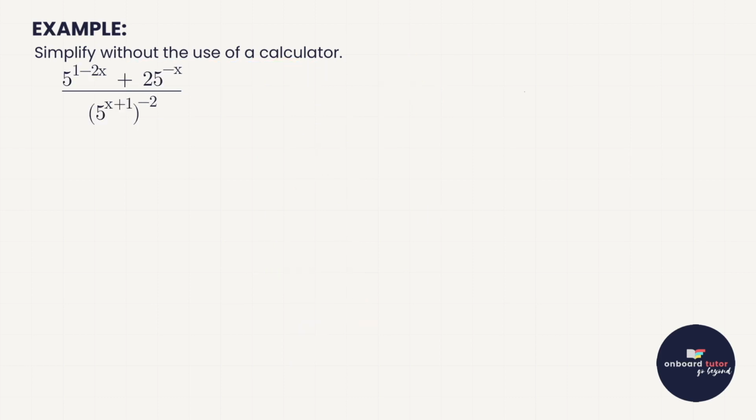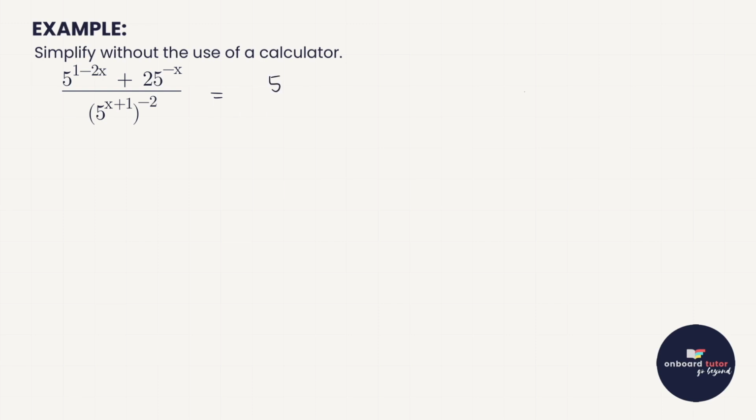Okay, so we've got 5 to the 1 minus 2x plus 25 to the minus x over 5 to the x plus 1 to the minus 2. Okay, we've got a couple things here. 5, 5, 25. Let's get that in prime bases. And then also let's raise a power to a power here, just so that things start to be in the form that we need in order for us to actually simplify this fraction.